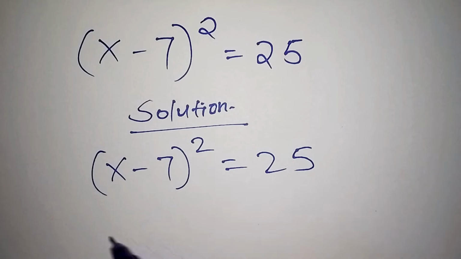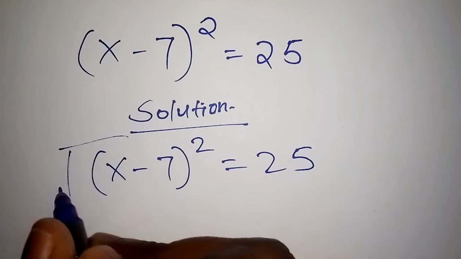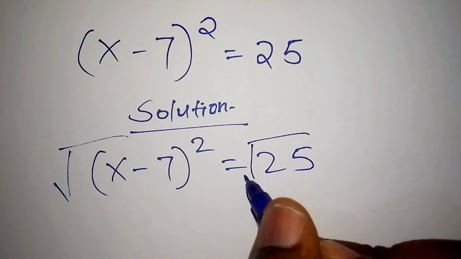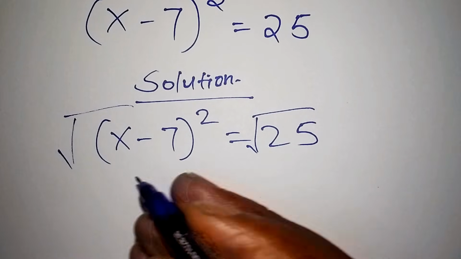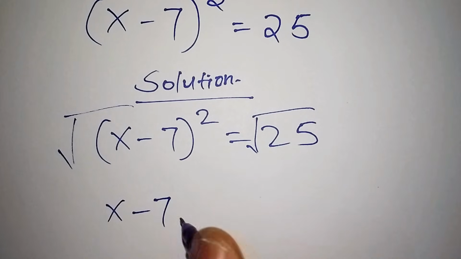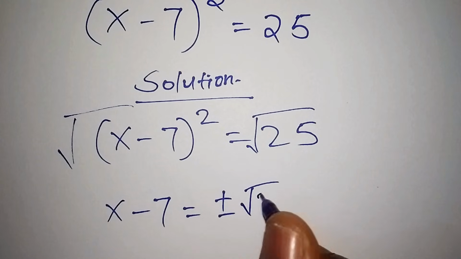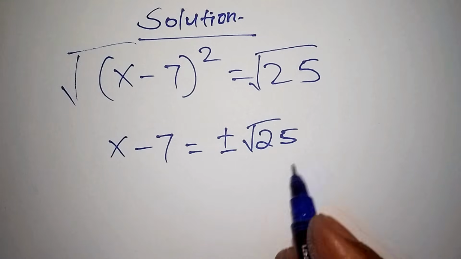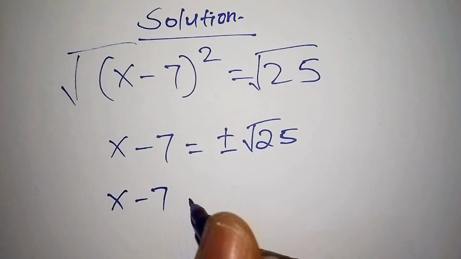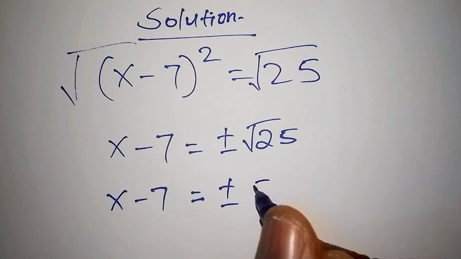when we want to omit the square, we introduce the square root on both sides. After introducing the square root, we shall have x minus 7 is equal to plus or minus the square root of 25. From here, we work this out. The square root of 25 is 5, so x minus 7 is equal to plus or minus 5.